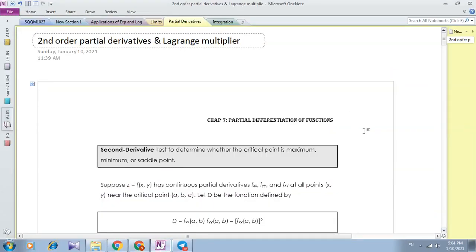Assalamualaikum and hi. In this video, I will explain the applications of second order partial derivatives to find critical points, to determine whether the critical point is a maximum, minimum, or saddle point.